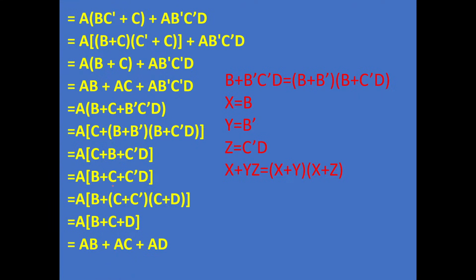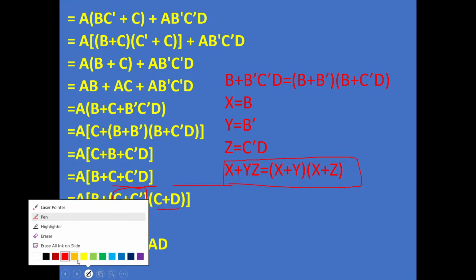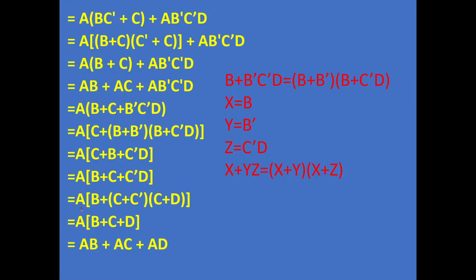So what do you get? C plus C bar D, you can write as C plus C bar into C plus D, using one of the Boolean rules. So what is C plus C bar? C plus C bar is 1. So what is left over then? A is left over, B is left over. What else is left over? C plus D is left over.